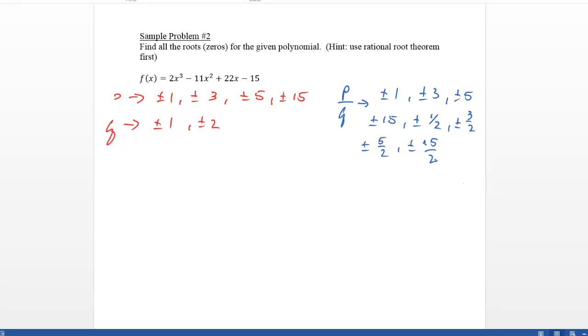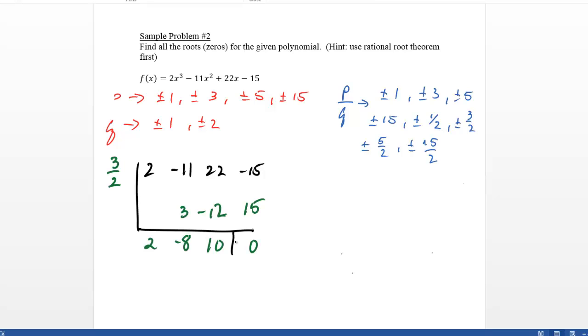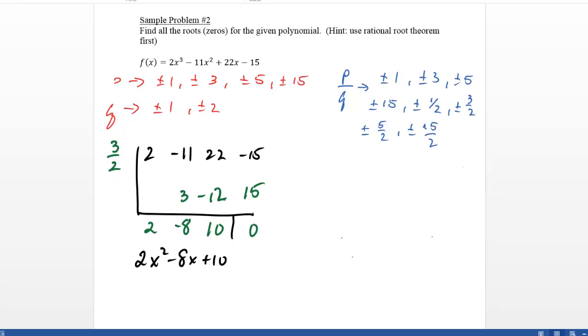So we'll go ahead and set up synthetic division using 3/2. Okay, and when we finish the synthetic division, we see we end up with a depressed polynomial of 2x squared minus 8x plus 10. And we're going to go ahead and factor out the 3/2 and set up our problem so that we can finish this.